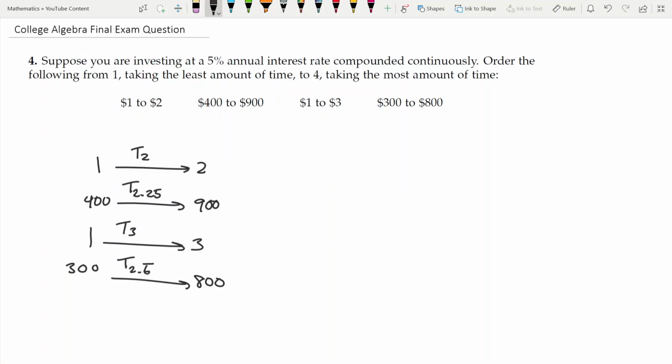So certainly at this point we know that t2 is less than t2.25, which is less than t of 2.6 repeating, which is less than t3, and therefore we can answer the question. We have to order them from 1 to 4, from the least amount of time to the most amount of time, so we're basically writing first through fourth. So first place is investment 1, second place is investment 2, third place is investment 4, and fourth place is investment 3. All right, thank you very much.